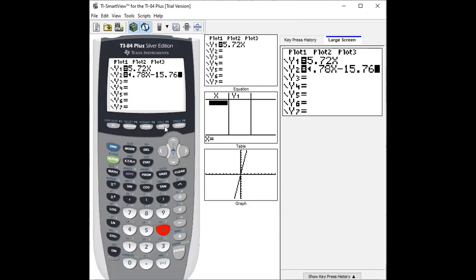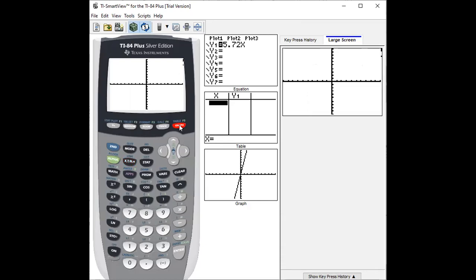Now when we hit graph, we'll see this. Now this is not a complete graph. We can't see all of the intercepts. We see it for one, but we don't see it for the other. We don't see the Y for the lower one. And we also don't see where they intersect. So we need to zoom way out.